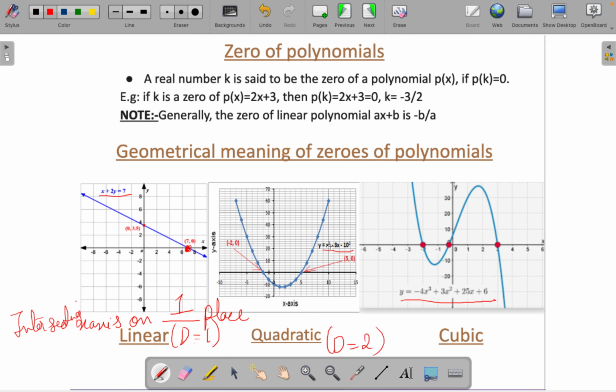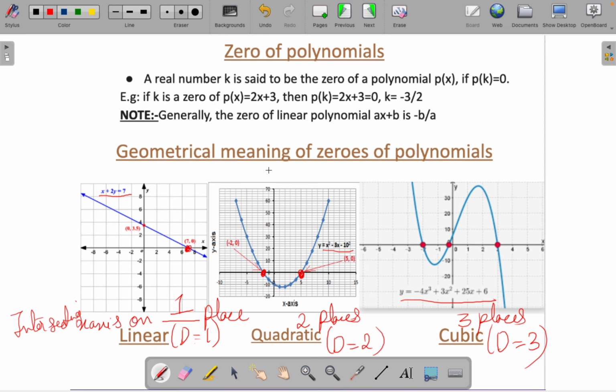Quadratic equation means its degree will be 2, because the power of the variable will be 2, and because the degree is 2, children, what will be the intersection? How many times is this curve going to intersect? The curve is going to intersect the x axis at 2 different places. Cubic means the degree is 3. Degree is 3 means it will intersect the x axis on how many places? 3 places. So this is the geometrical meaning of zeros of a polynomial.